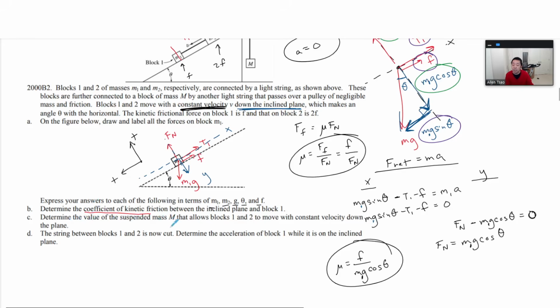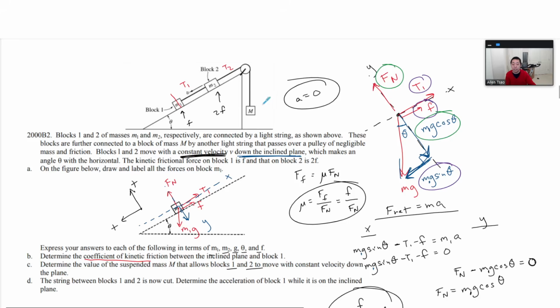Determine the value of the suspended mass m that allows block 1 and block 2 to move with constant velocity down the plane. Okay, so now they're asking us about something else. They're now asking us about this block over here. And they're asking, well, what mass do I need here? Well, this is a little bit tricky. What I would do here, if I'm being asked about another object, is a free body diagram of this guy.